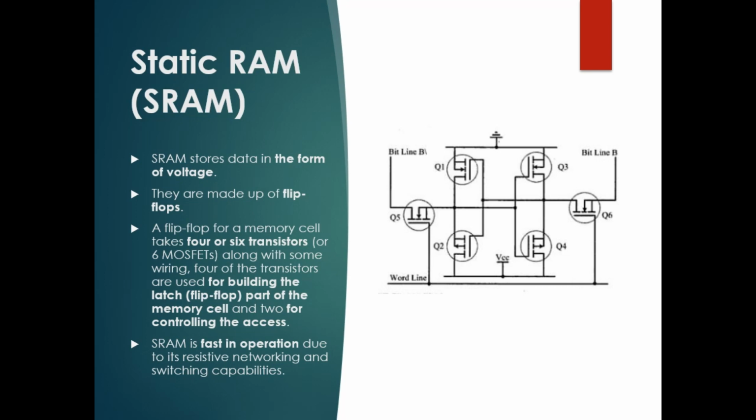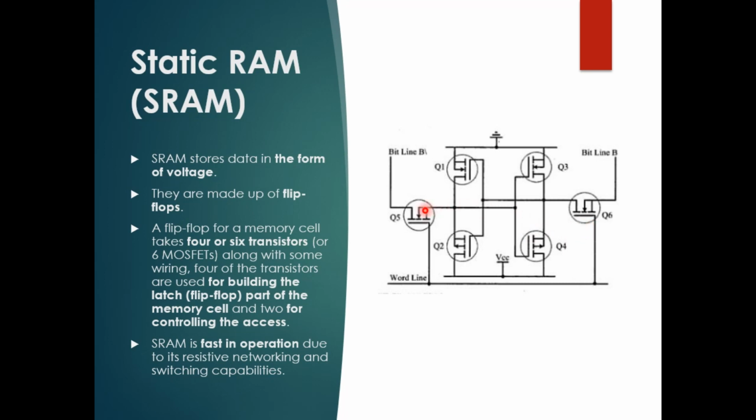Along with these 6 transistors, a lot of wiring is required: buses, word lines, bit lines, a lot of wires. 4 transistors out of the 6 are used for building the latch or memory cell, and 2 of them are used for controlling. If you look at this figure, Q1, Q2, Q3 and Q4 will be used to store the information, and transistors Q5 and Q6 will be used to control the operation.